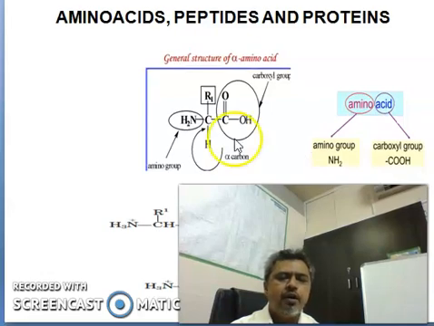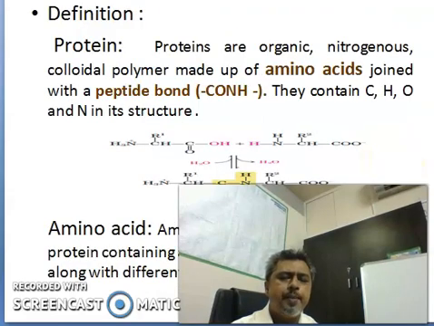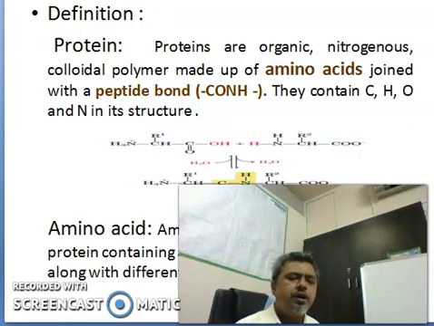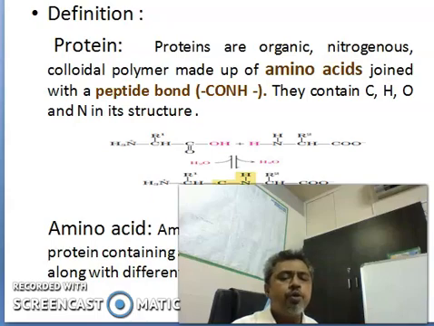When one amino acid joins another, it is called a dipeptide. Then a third one is attached to that. Then CONH is the form, so the amide groups or peptide bonds are found in that.